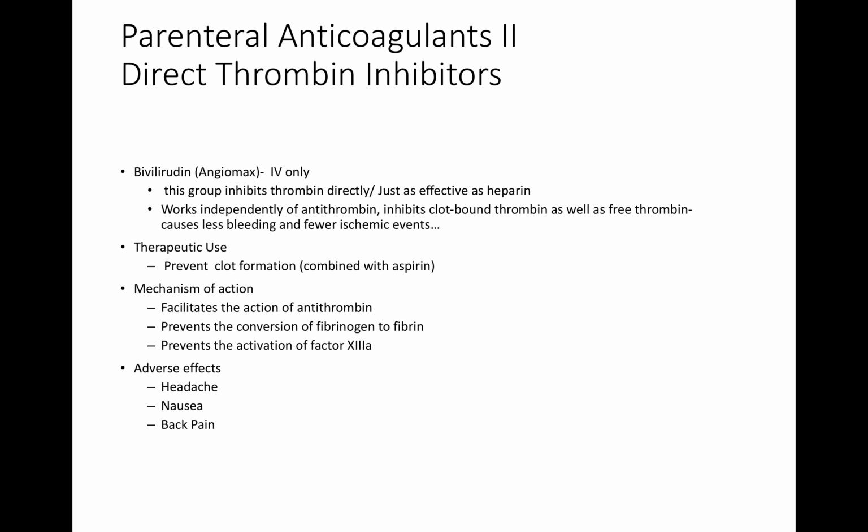Angiomax is IV only, works independently of antithrombin, inhibits clot-bound thrombin as well as free thrombin, causes less bleeding and fewer ischemic events. Therapeutic use is to prevent clot formation, usually combined with aspirin. Mechanism of action facilitates the action of antithrombin so that the thrombin can't be produced, prevents the conversion of fibrinogen to fibrin, and prevents the activation of factor XIIIA. Adverse effects, headache, nausea, and back pain.